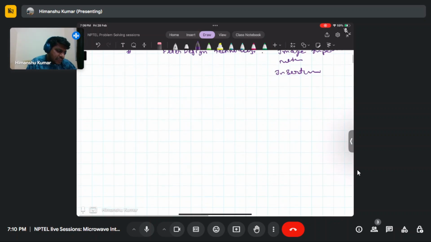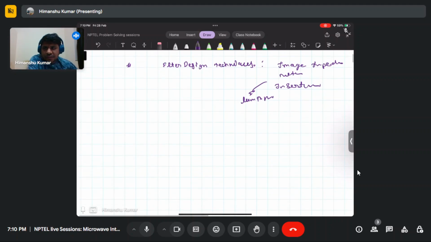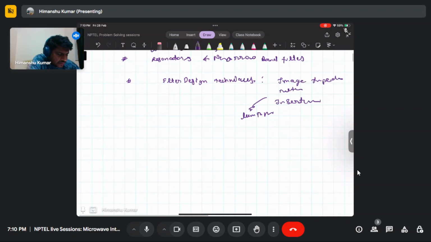Once you design the filter with lumped parameters, you can convert those parameters into distributed elements, in terms of your shorted or open circuited lines. That you can use as a resonator, and that is this week's summary. So let me quickly summarize the content a bit.